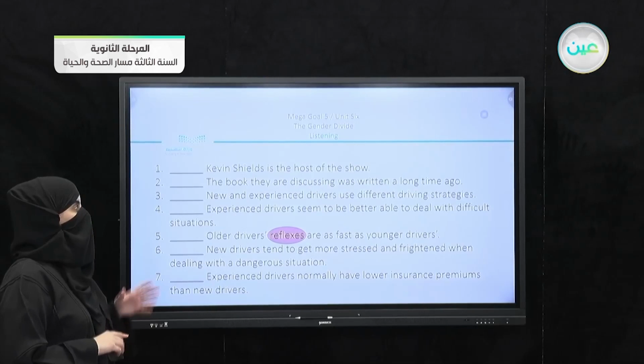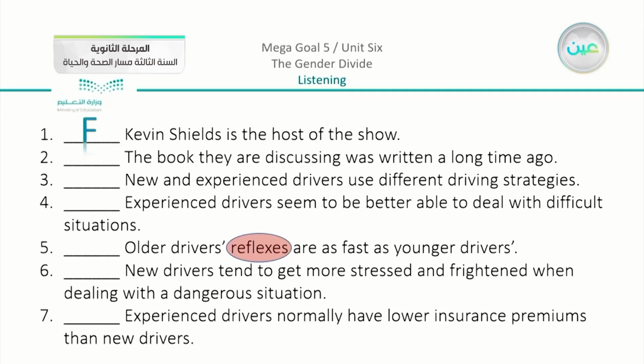So when we have the first part, we can see that the first one is false. Why? Because the person is Ken Larder. He is the host of the show. Number two, the book they are discussing was written a long time ago. So actually, even this one is false because we listened and we heard that the book is new. Number three, new and experienced drivers use different driving strategies. So we can see that this one is true. Experienced drivers seem to be better able to deal with difficult situations. Now we have listened to this part and also this one is true.